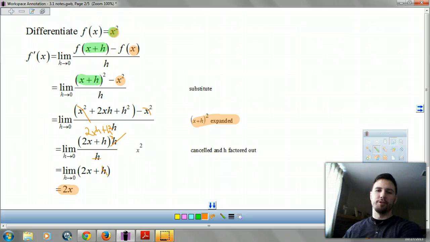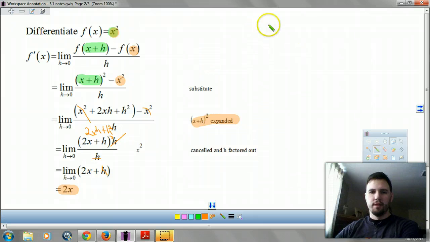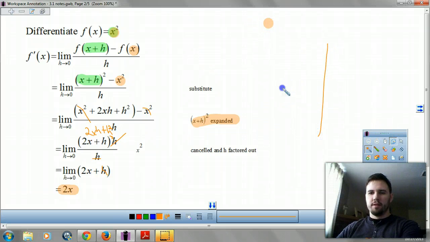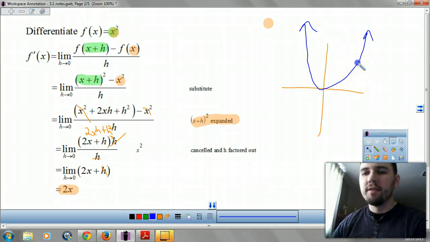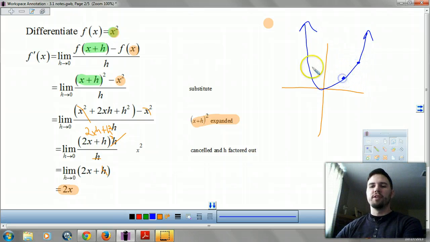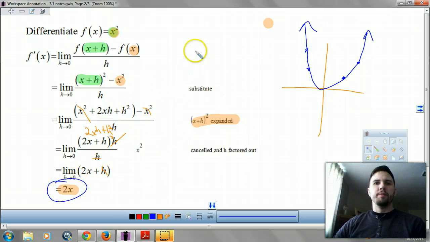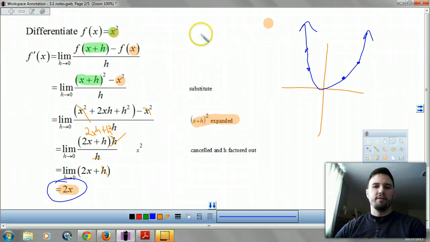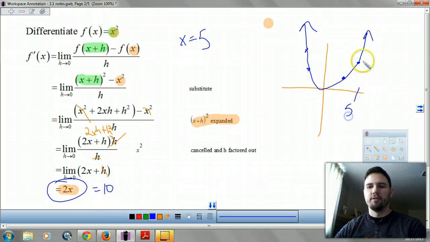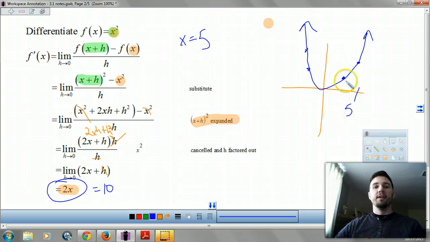What that says, I'm going to draw it. So again, good old x squared looks like this, right? That means I can find the slope of the tangent at any of these points just by plugging it into this equation. That means my slope of my tangent when x equals 5 is 10. Let's say this is 5. So my slope is 10 at this point. Okay, that's the derivative. That's all there is to it.